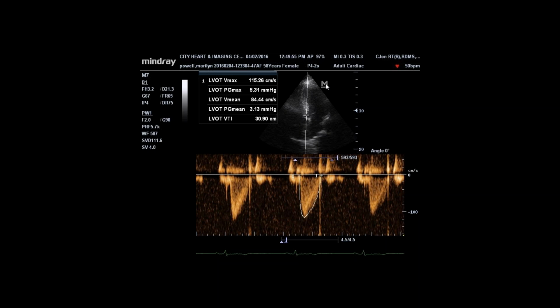So it's moving away from the transducer, and it's below the baseline. It's a systolic flow. Your ECG is on the bottom. Systole is from the onset of the QRS to the end of the T wave. It's a systolic flow below the baseline. So this is flow across the left ventricular outflow tract. Okay, 5-chamber view.